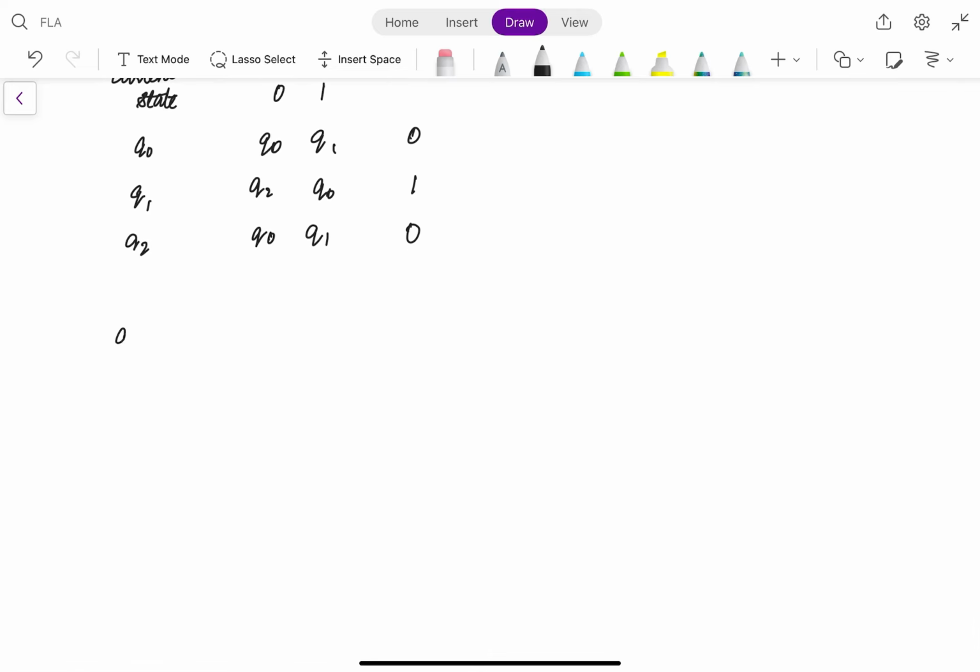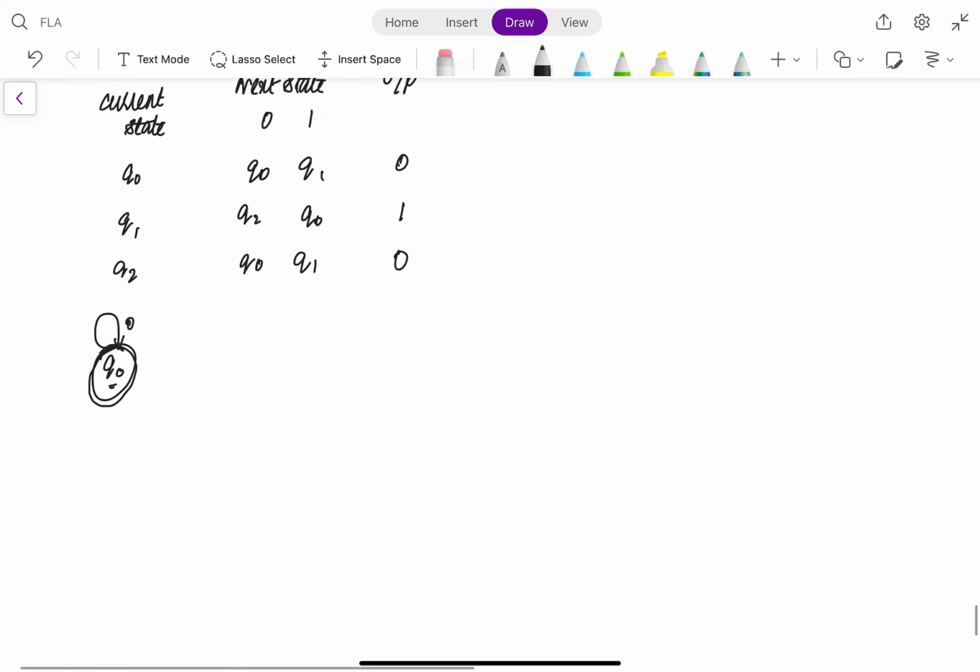Right. Now I am drawing the Mealy machine. First state is Q0. Q0 on 0 goes to itself, and the output of Q0 is 0, so write it as 0. Then Q0 on 1 goes to Q1. The output of Q1 is 1. So whichever state you are going to, that state's output only you have to write. Now the Q0 transitions are done.